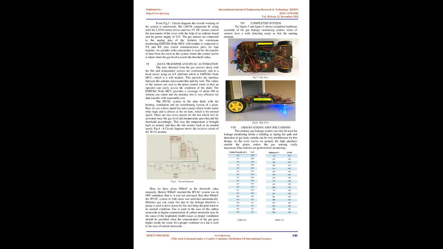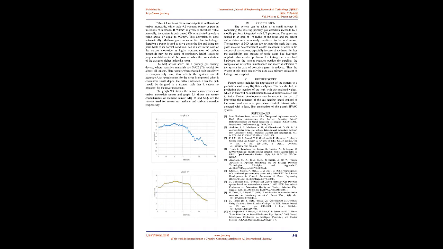Methane gas can cause fire due to leakage, therefore a pump is used to drive down the fire and bring the plant back to its normal condition. A fan is used in the case of carbon monoxide, as a higher concentration of carbon monoxide may be the cause of respiratory health issues, so proper ventilation should be provided when the concentration of the gas goes higher inside the room. So a proper ventilator or a fan is used in the case of carbon monoxide.